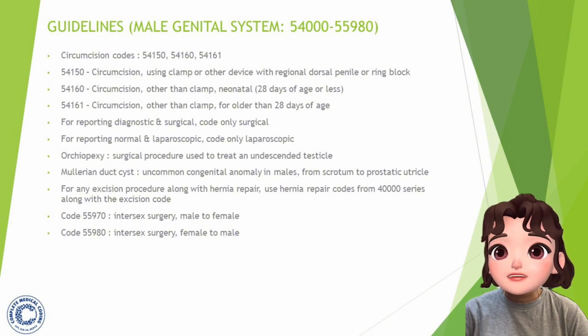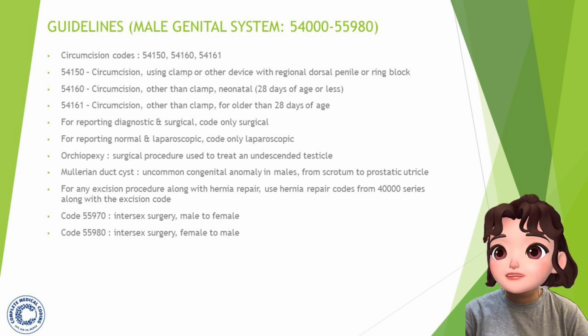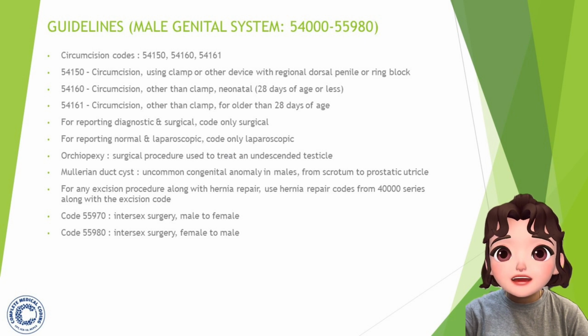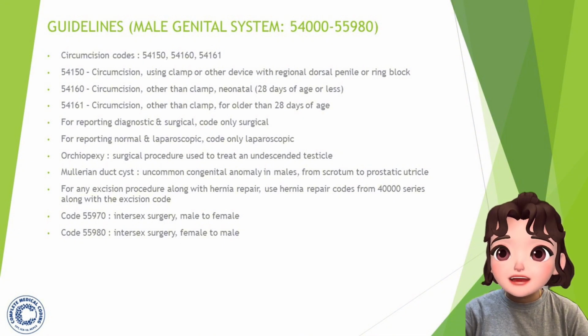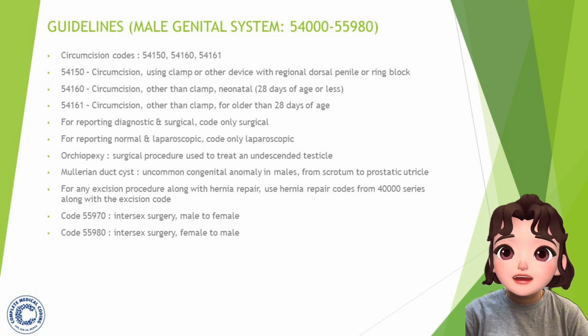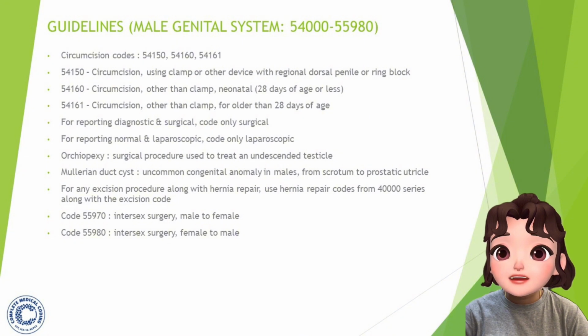Now, few medical terminologies. What is orchiopexy? Orchiopexy means a surgical procedure used to treat an undescended testicle. What's Mullerian duct cyst? Mullerian duct cyst is an uncommon congenital anomaly in males arising from the scrotum to the prostatic utricle. Don't be confused between Mullerian duct and Mullerian duct cyst, because Mullerian duct is the medical term used in the female genital system, but here this is a cyst, Mullerian duct cyst, that is commonly in males.